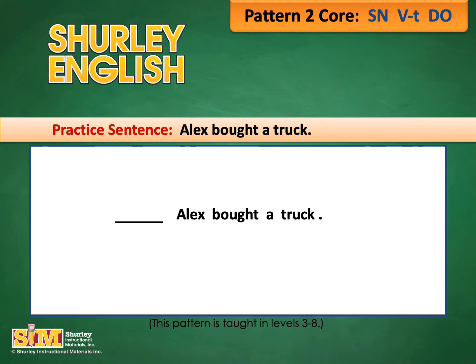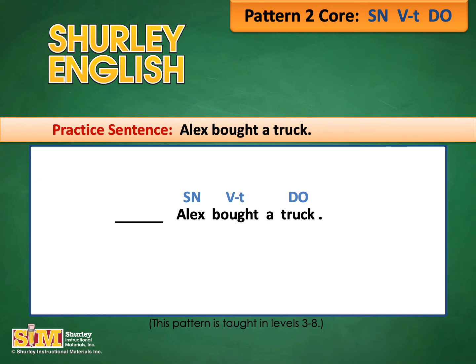Let's quickly review the core parts of a Pattern 2 sentence. Ready? Alex bought a truck. Who bought a truck? Alex. Subject noun. What is being said about Alex? Alex bought. Verb. Alex bought what? Truck. Verify the noun. Does truck mean the same thing as Alex? No. Truck. Direct object.